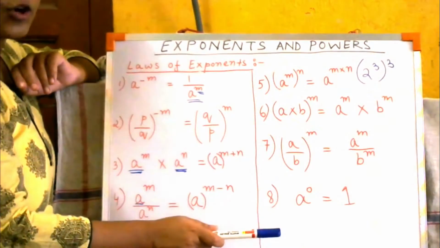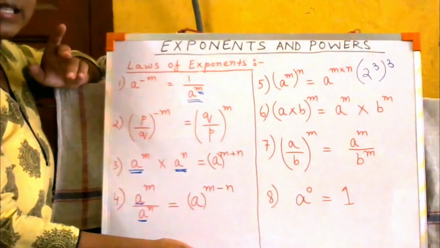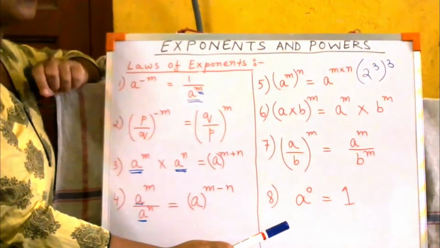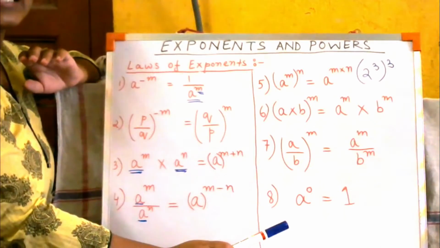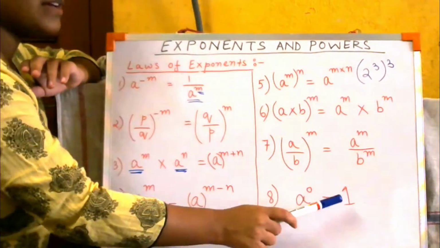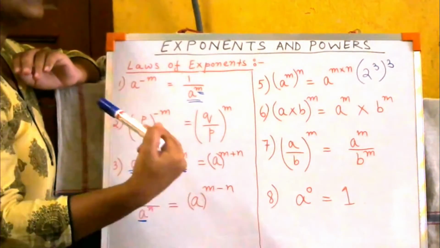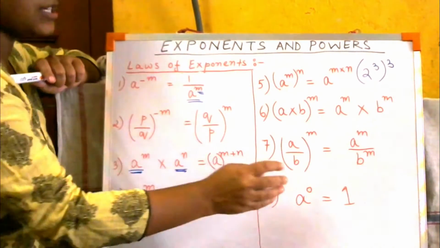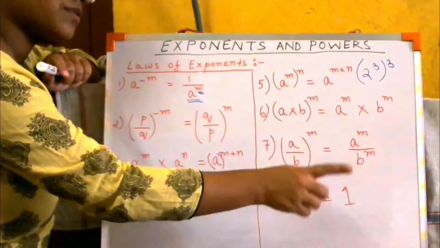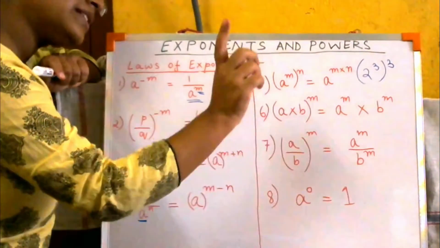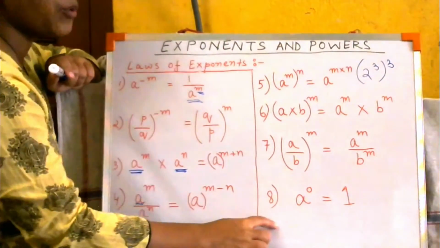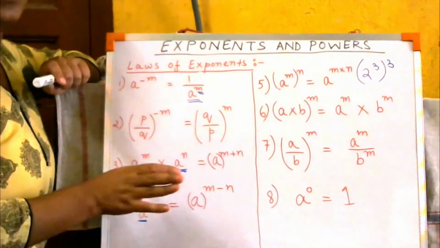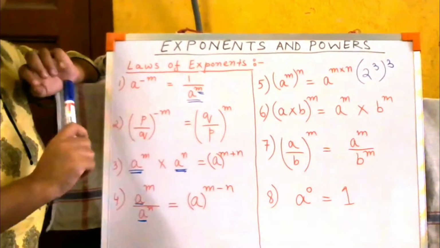Now, the last formula, I guess it's very interesting for you. It's very easy also. a to the power 0 equals 1. Every number, if it is to the power 0, is always equal to 1. There is no theory behind it. There is nothing to solve over here, nothing. If it is 1 to the power 0, that means 1. 100 to the power 0 means 1. This is the law of exponents. Anything to the power 0 is equal to 1.